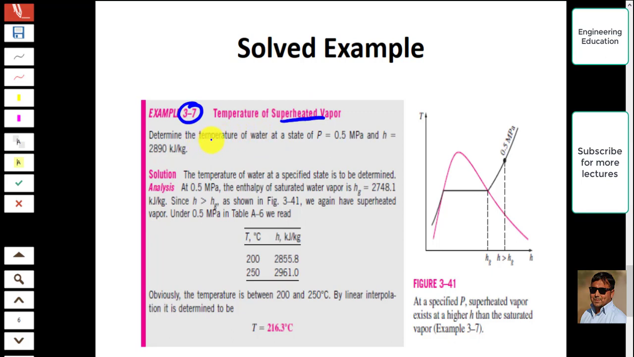Now this is the second example related to the properties of superheated vapor. In this specific problem, we are required to determine the temperature of water at a pressure equal to 0.5 megapascal and H equal to 2890 kilojoule per kilogram. We have to find the temperature of the superheated vapor. For this kind of problem, we will visit the steam tables of superheated vapors, in which pressure is mentioned in megapascal or kilopascal or simply in pascal, and the enthalpy value is mentioned in kilojoule per kilogram.